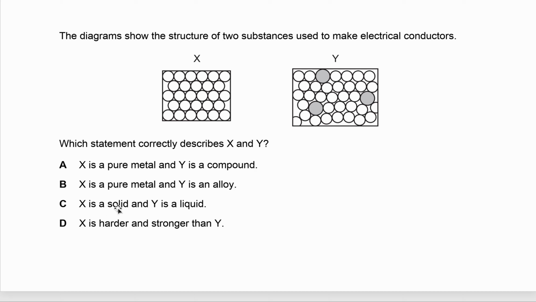C, it says X is a solid. Yes, we can see that it's a solid. And Y is a liquid? No, because we can see that the particles are packed together. And X is harder and stronger than Y. So X is the pure metal, and Y is the alloy. So here we expect to see improved properties. So very likely Y would be harder and stronger than X.